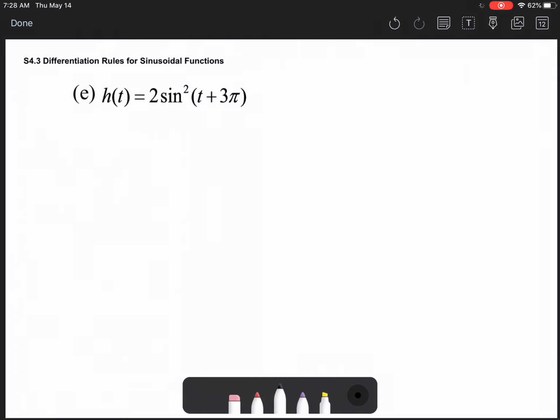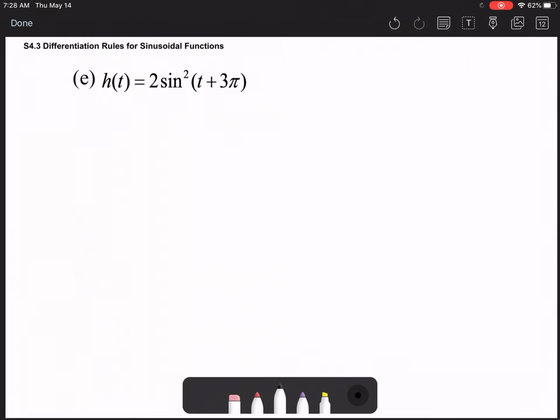Last one to try to work out. Let's try to find the derivative of this. So we have a squared inside the sine function, but we also have a t plus 3 pi also inside the square function. So I'm going to rewrite this first. H of t is equal to 2 times the sine of t plus 3 pi, squared.